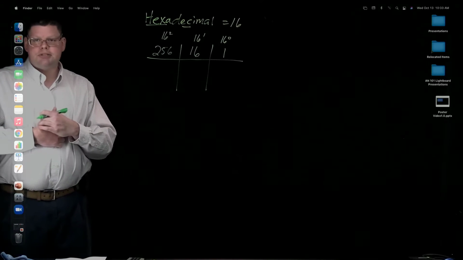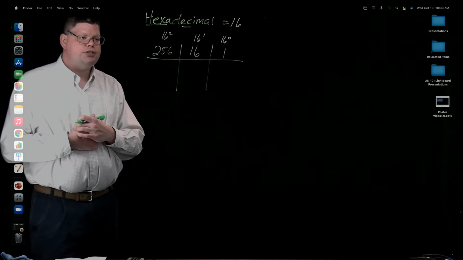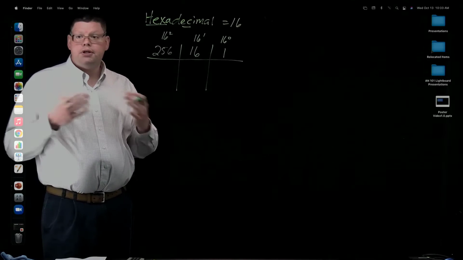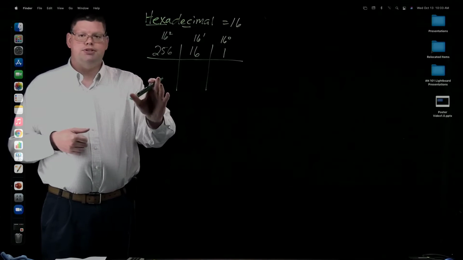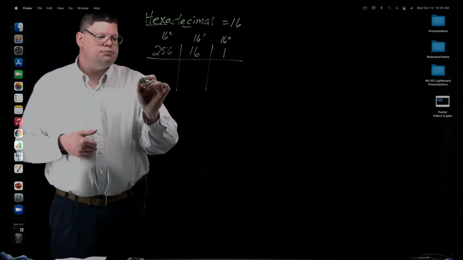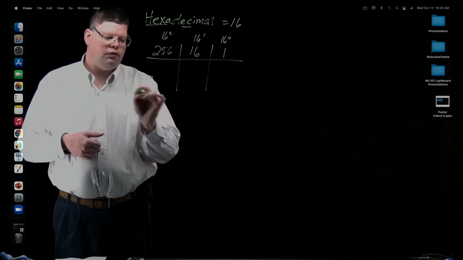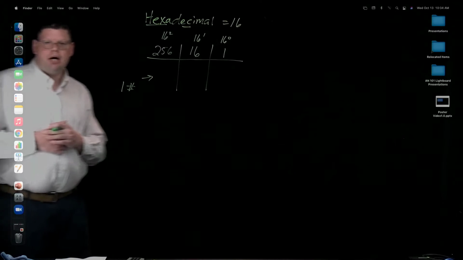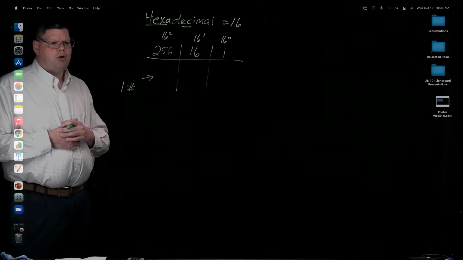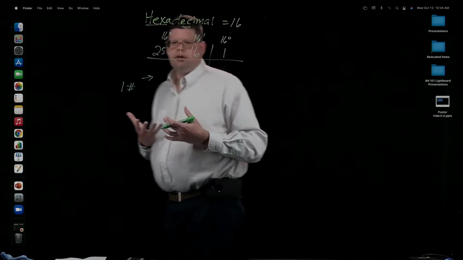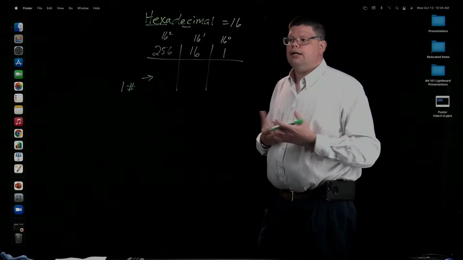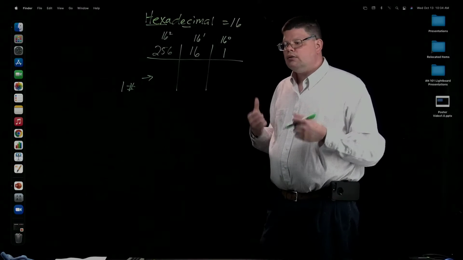So hexadecimal is a different bear. Let me explain the rules to you about these particular boxes. In these boxes, you can only have one number. You can only have one number in a box. So, okay, well that's not a big deal. We only used one number per box when we did binary, right?